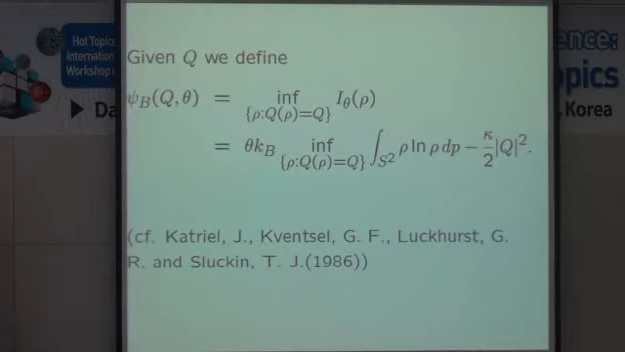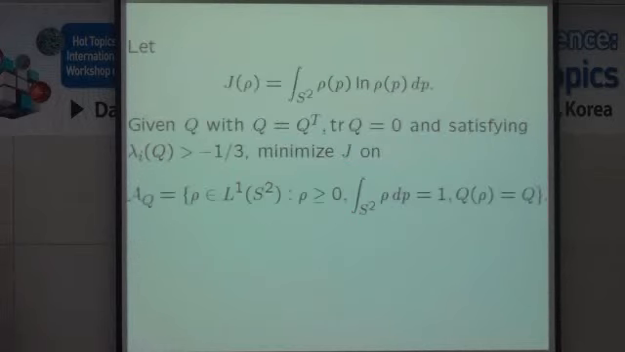Now, okay, so how do you do it? Well, it's almost a classic problem. So all you have to do is to minimize this term, the integral of rho log rho. So you're given this matrix Q, which is supposed to be symmetric and trace free and satisfy the eigenvalue constraints. And then you minimize this J of rho on probability measures, so rho in L1 on the sphere, which are non-negative and whose integral is 1, subject to the constraint that the Q tensor is our given matrix Q.